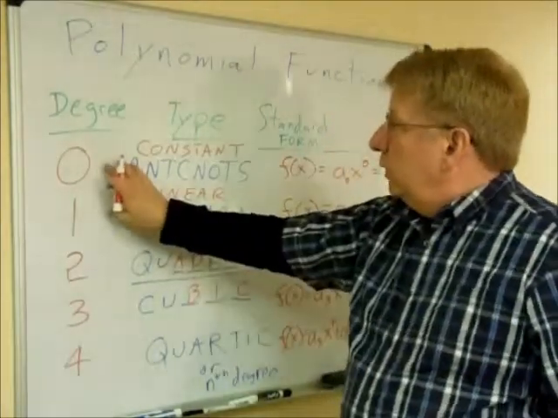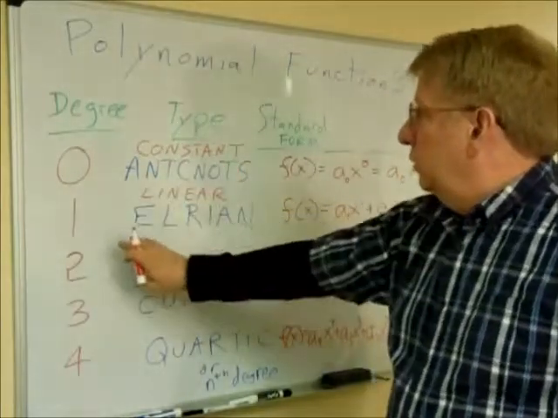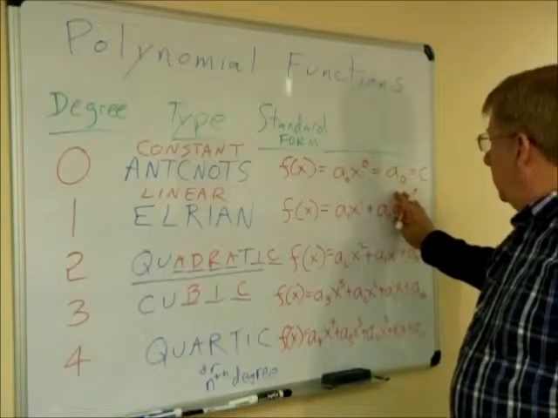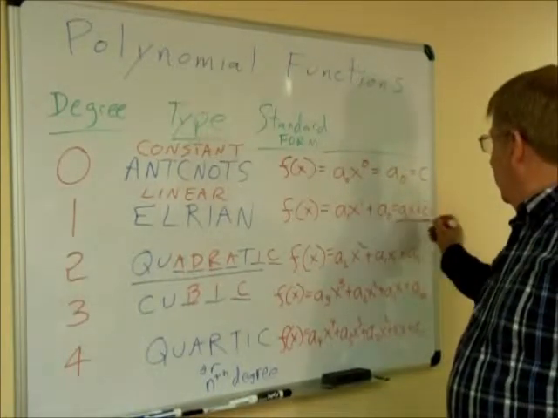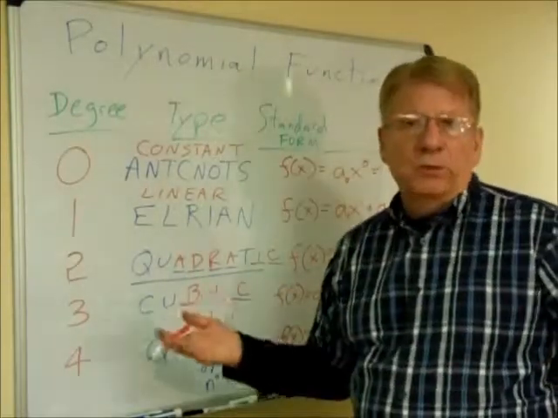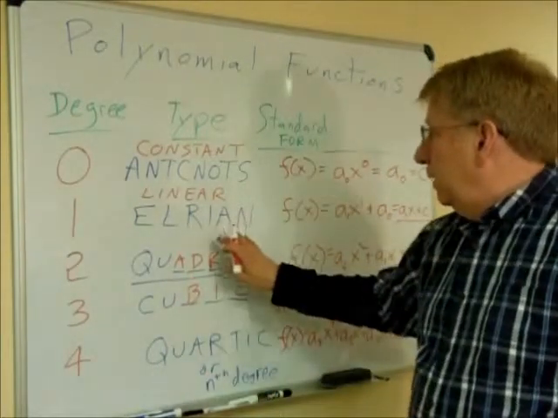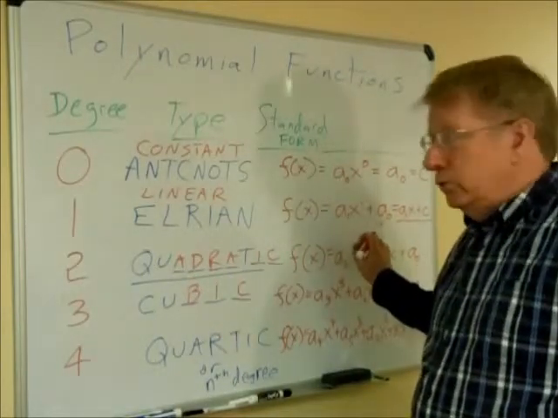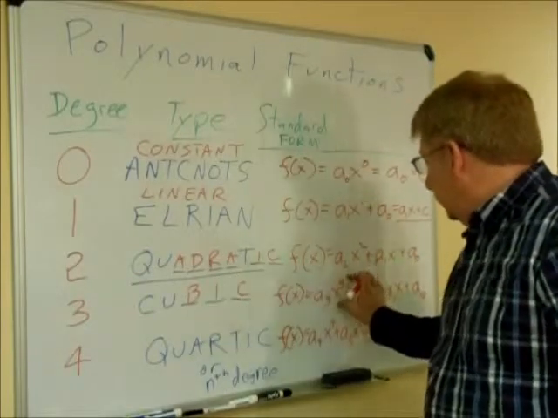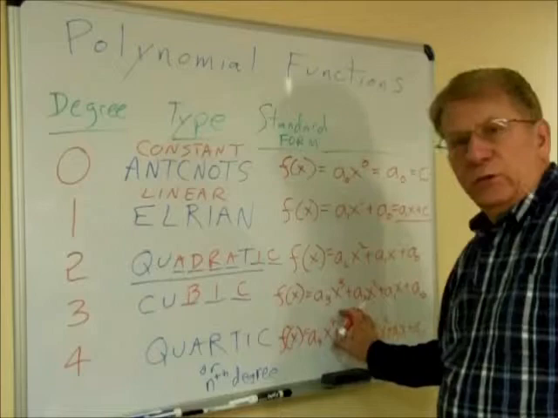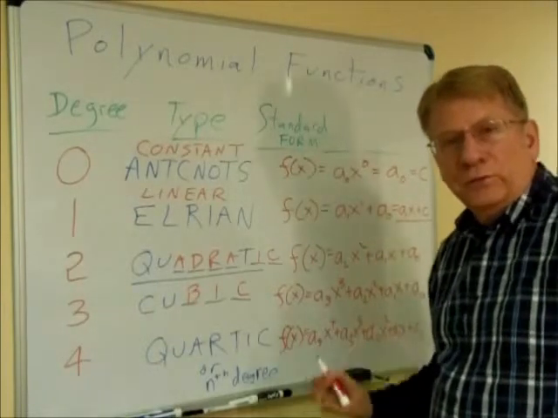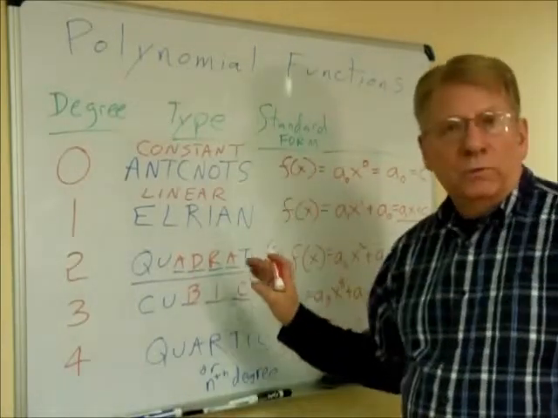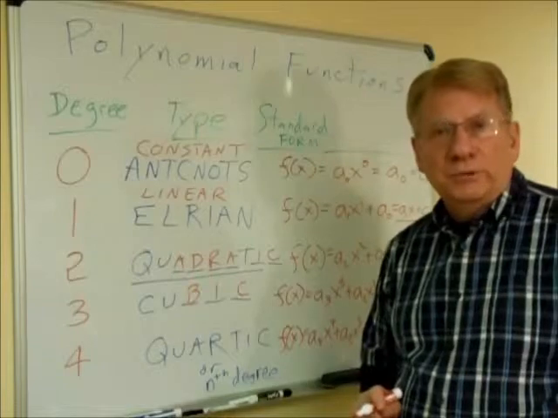So the types, when we have to the 0 degree, it's a constant. To the 1 degree, it's linear. So we have here ax plus c is a linear equation, like y equals mx plus b. And then we have a quadratic when we have the highest x term is x squared, and a cubic when we have an x cubed, and a quartic when we have x to the 4 as the highest degree term. So that's a little short description of polynomial functions, degrees and types.